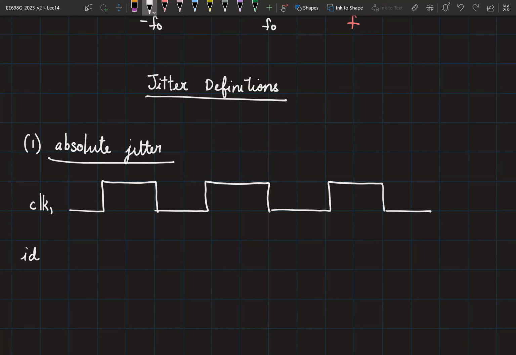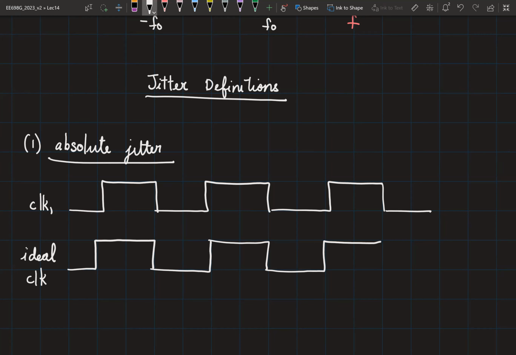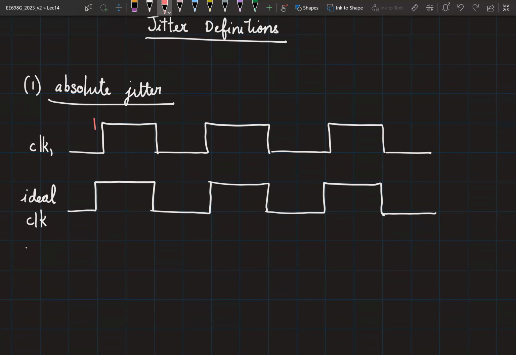And let's say I have an ideal clock. Now I can measure the displacement of the real clock with respect to the ideal clock. So let's say these edges are happening at 0, T, 2T, etc. Let's say these are occurring at t1, t2, t3, etc. Then I can measure this displacement and let me represent it as A1.